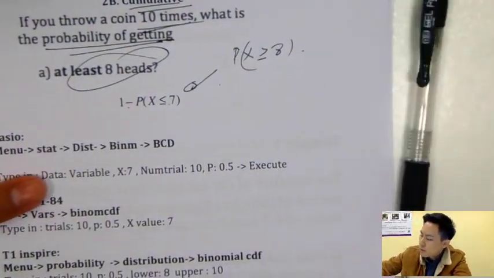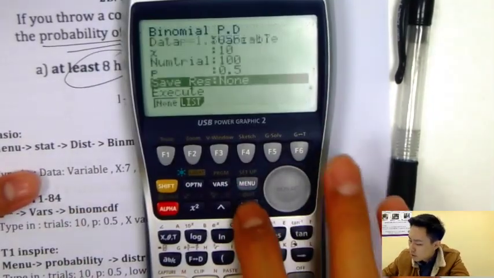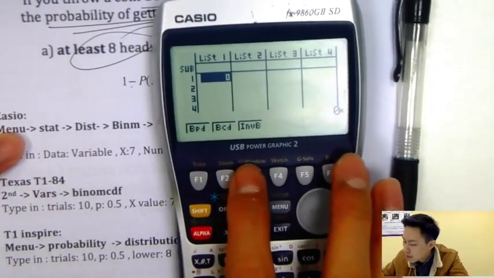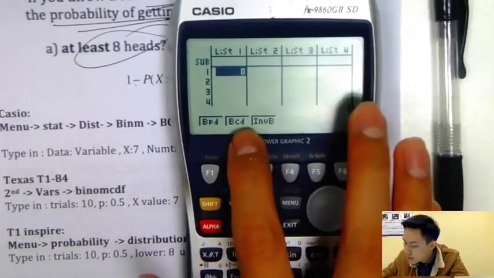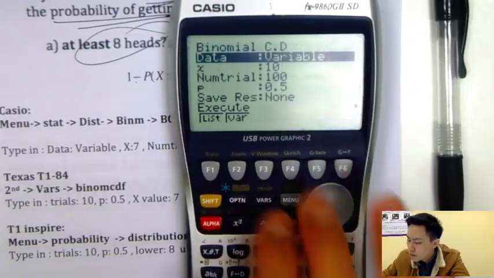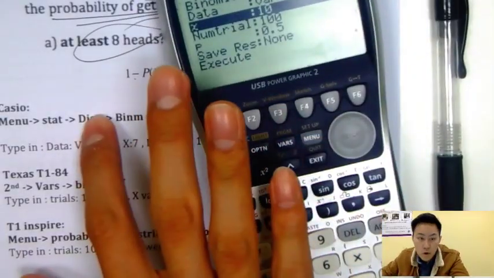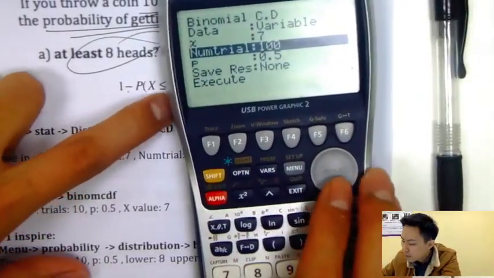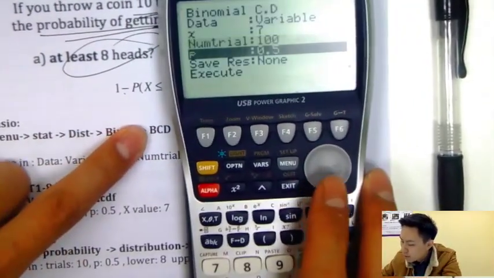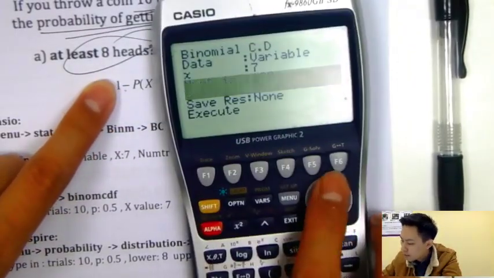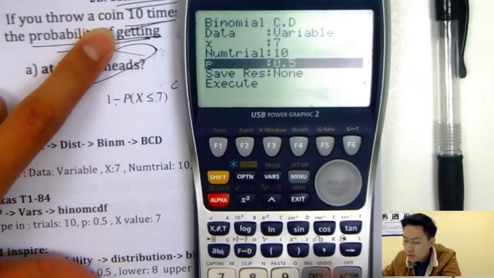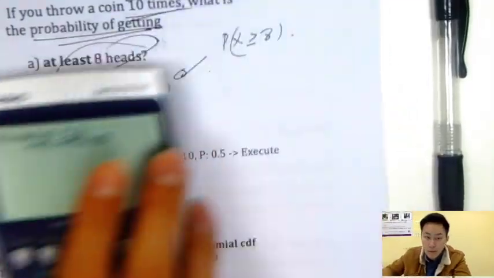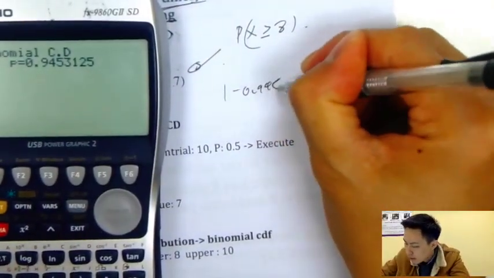We go the same process. We just go to menu, and then you go to stat for Casio, right? And then you go to distribution, and you go to binomial distribution. But this time you have to go to cumulative. We will go to BCD, okay? Cumulative BCD means from 0 to something. So for X, you type in 7, because we want to use 1 minus the probability from 0 to 7, right? And the number of trials is 100, and probability is 0.5, yeah? Oh wait, we throw a coin 10 times, so the number of trials is 10 instead of 100. So you calculate that, execute, you get this answer. So 1 minus this, 1 minus 0.945, then you get the answer.